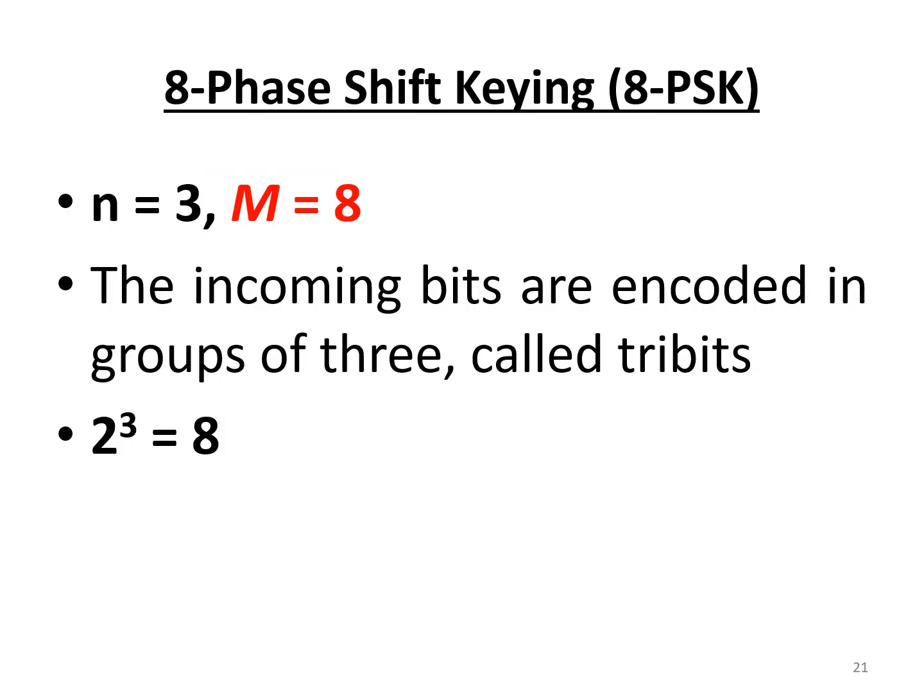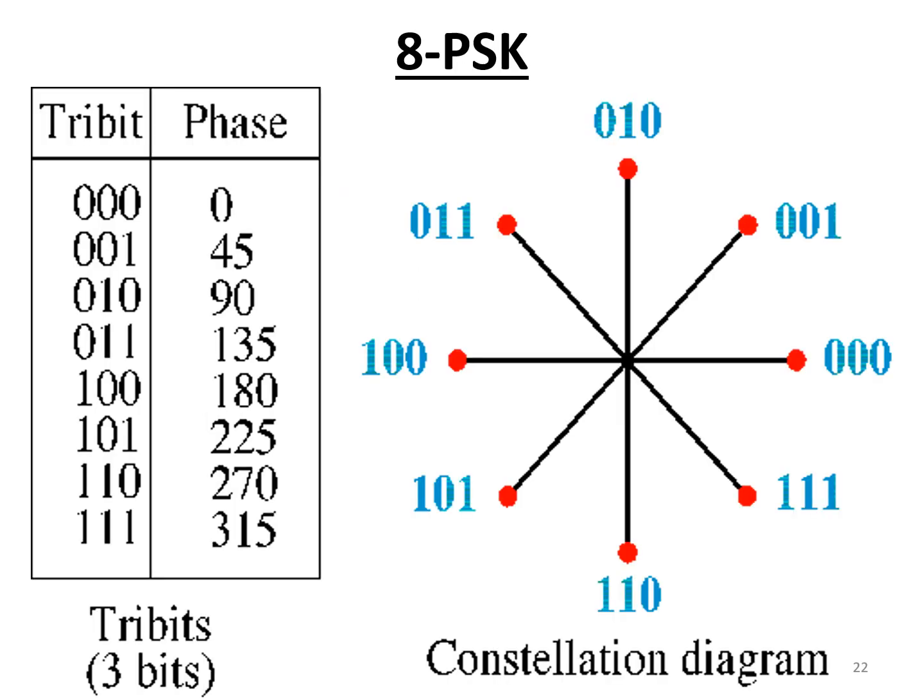8 phase shift keying encodes the digital information signal with 3 bits per sample. When n equals 3, the number of possible output phases is equal to 8. This 8 PSK constellation diagram shows the 8 possible input conditions together with their output phases.